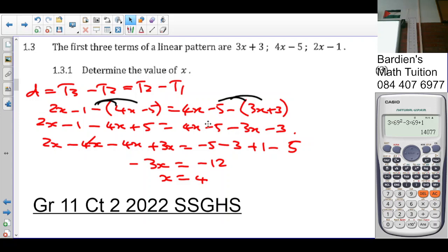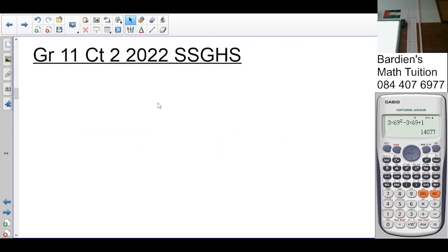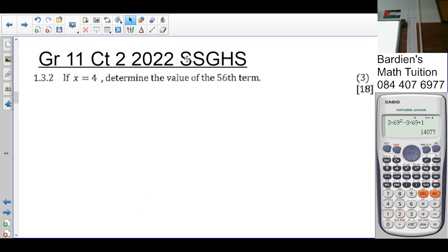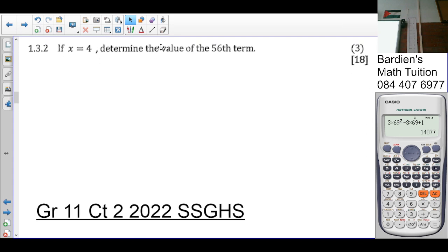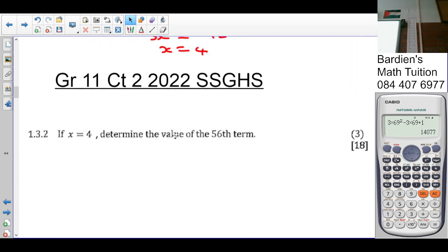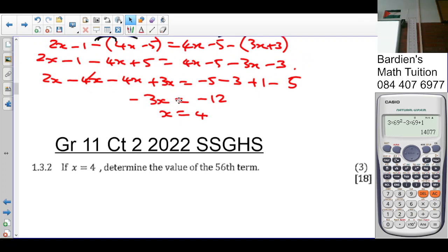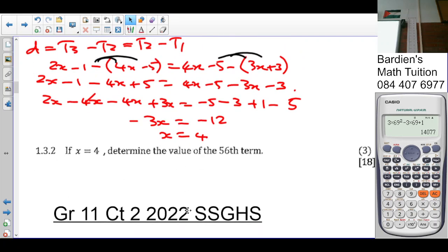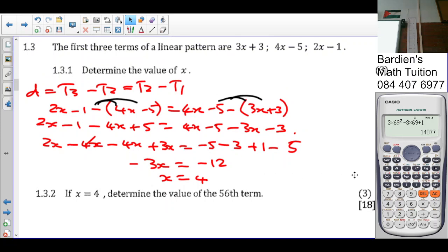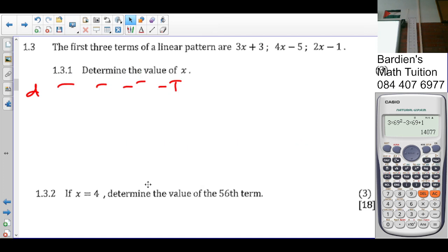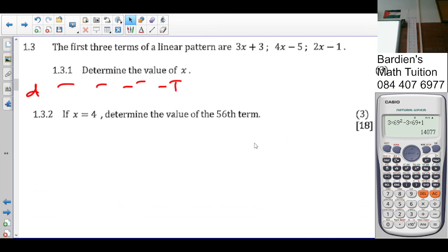So that is 3 marks there. In the next question, we are told that if x is equal to 4, determine the 56th term. So in order for us to calculate the 56th term, I need to know what the first 3 terms of the sequence are. So here they are confirming my answer that I've calculated in the previous question, that x is equal to 4.